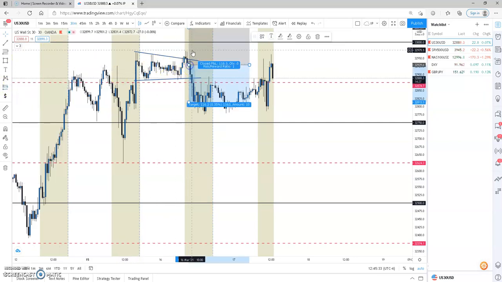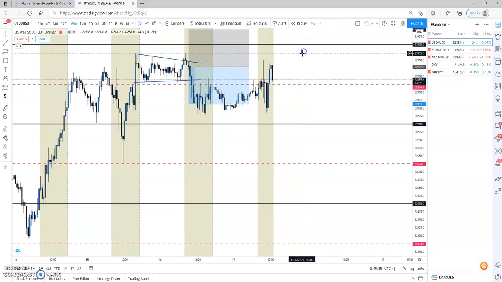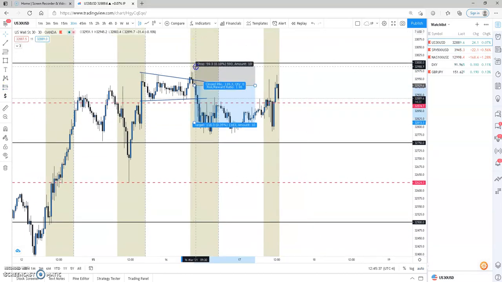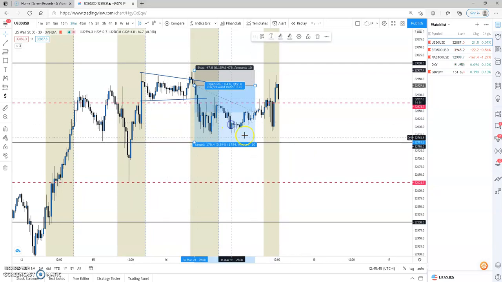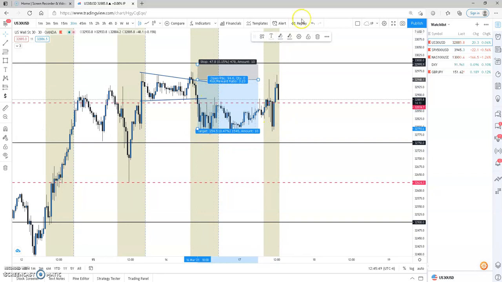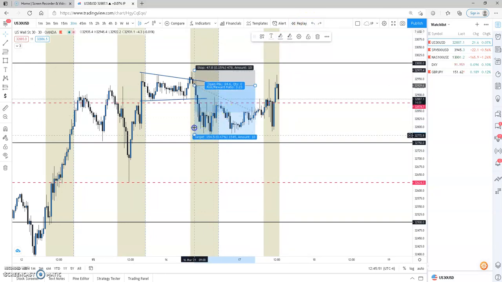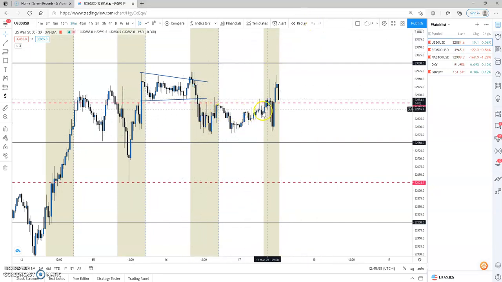Took sells here. This was yesterday. Took sells there. Stop loss was up here. TP was here. TP1 was this mid level. TP2 is down here. We never met TP2, but I took profits off around this level here, somewhere around here. That's how we were starting to consolidate here.